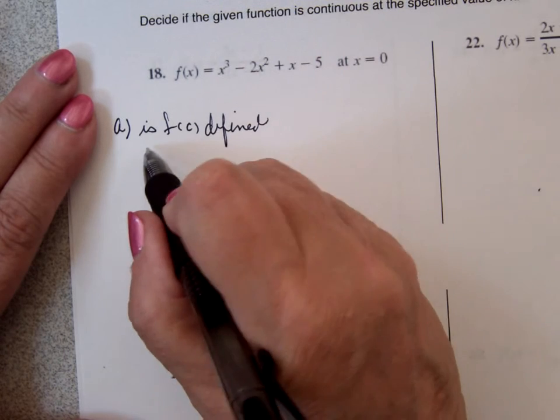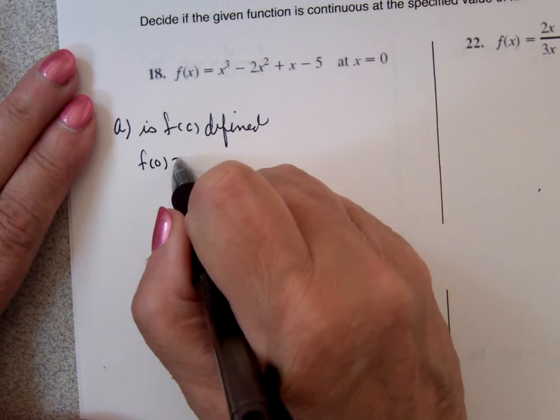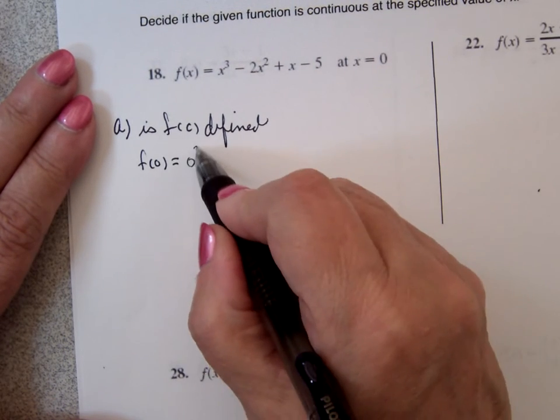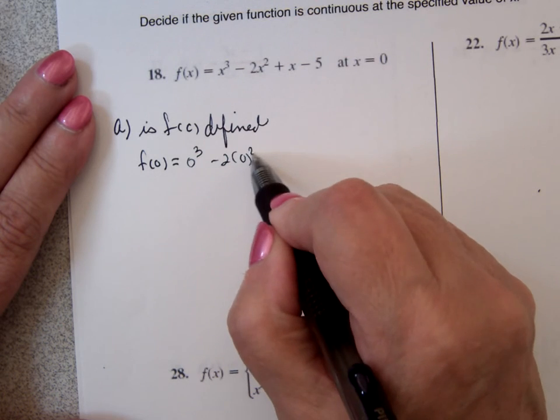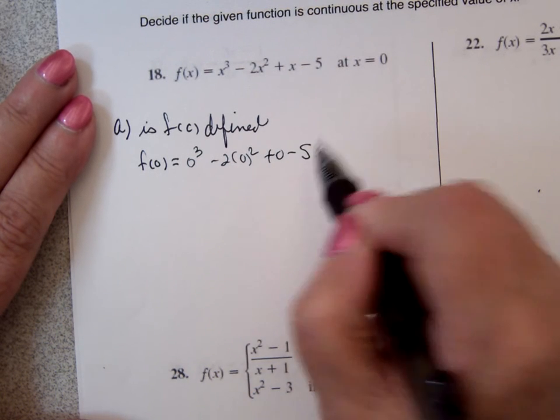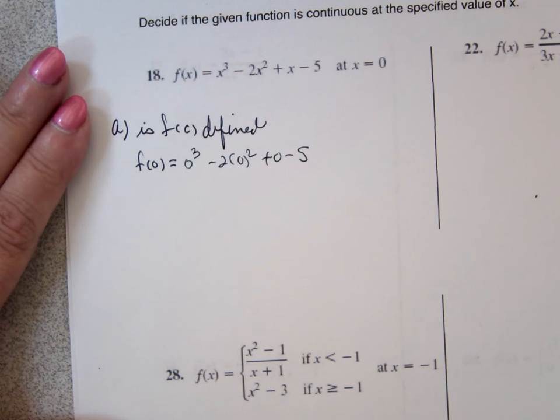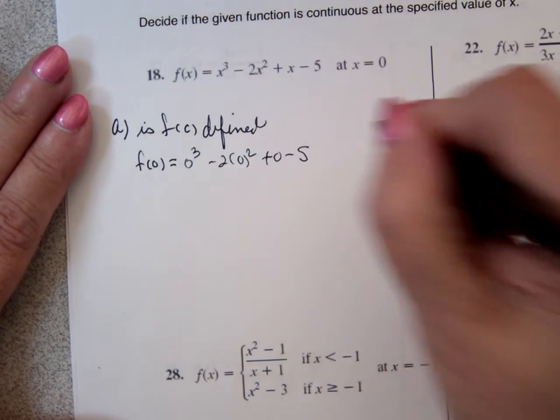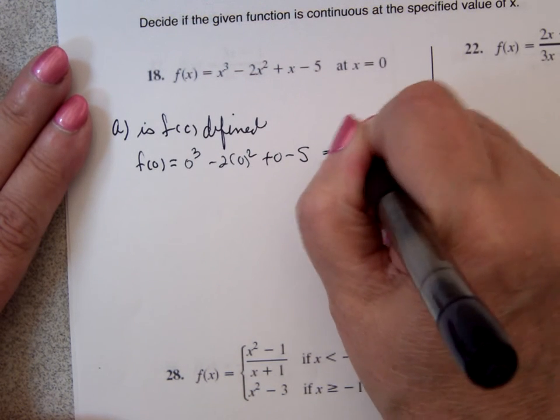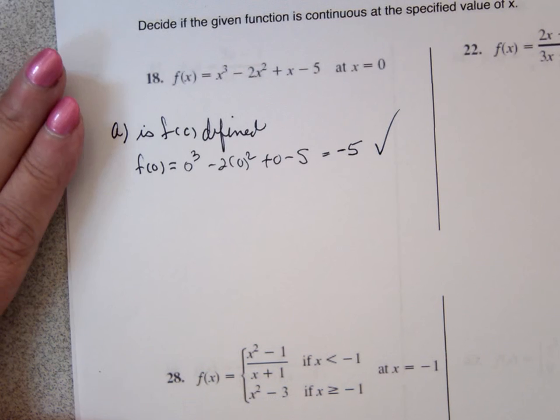But if I look at f of 0, this is 0 cubed minus 2 times 0 squared plus 0 minus 5. Everything drops out except that it's negative 5. So I'd say, yes, it is, check.